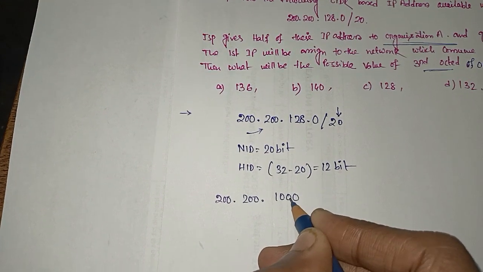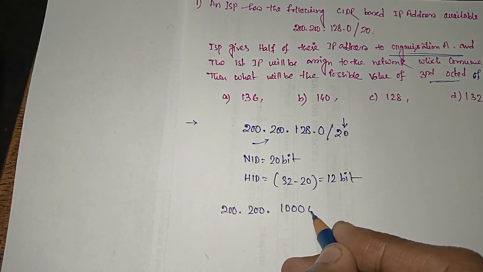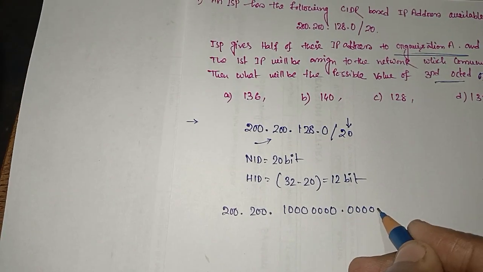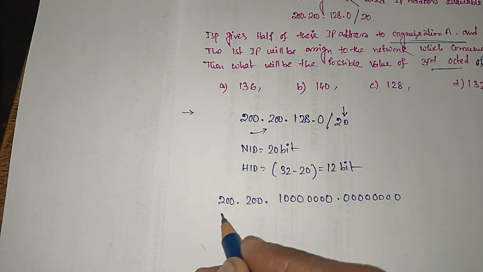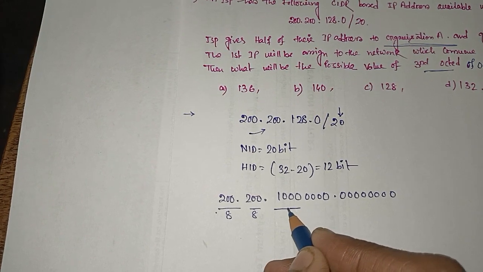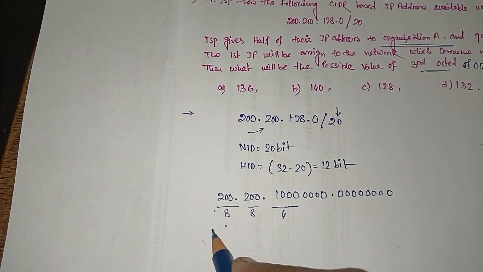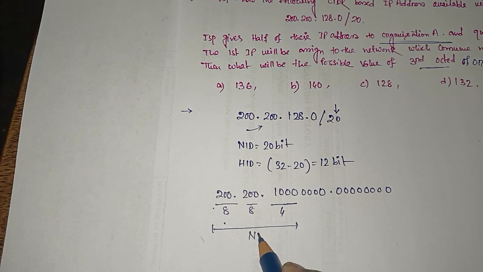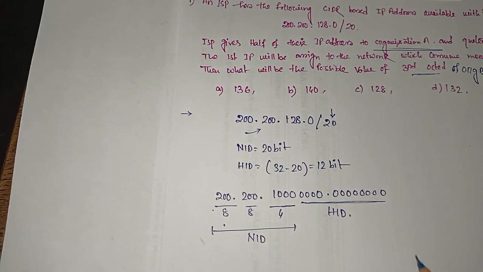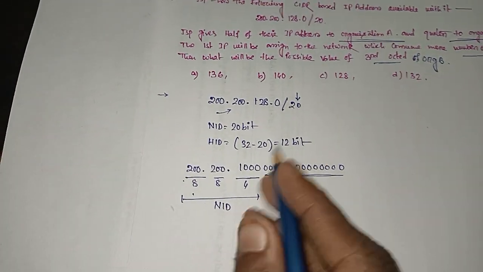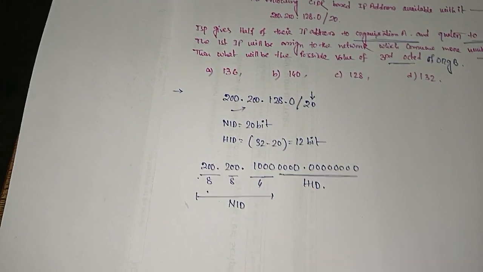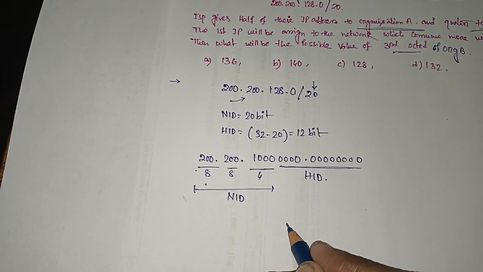200.200.128 means 170.0. So this is 8 bits, this is 8 bits, and this is 4 bits: 16 and 4 make 20 bits. So these 20 bits represent the network ID part, and the remaining 12 bits represent the host ID part. Then we have to subnet this. If we use subnetting, we have to take extra bits from the host ID part.